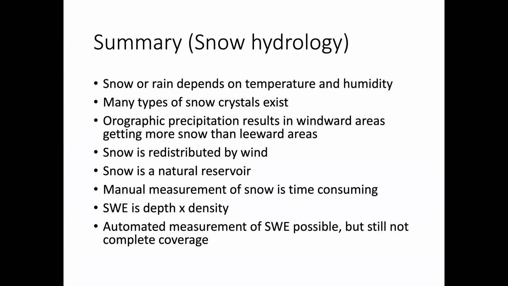So in summary, for snow hydrology, snow or rain depends on the temperature or humidity. Many types of snow crystals exist. Orographic precipitation results in windward areas getting more snow than leeward areas. Snow is redistributed by the wind, and snow is a natural reservoir. Manual snow measurement for SWE is possible, but also time consuming. And SWE, as a reminder, is the depth times the density of that snow. Automated measurement of SWE from snow pillows is possible, but there's still not complete coverage everywhere, especially in really rough regions in the Himalaya.